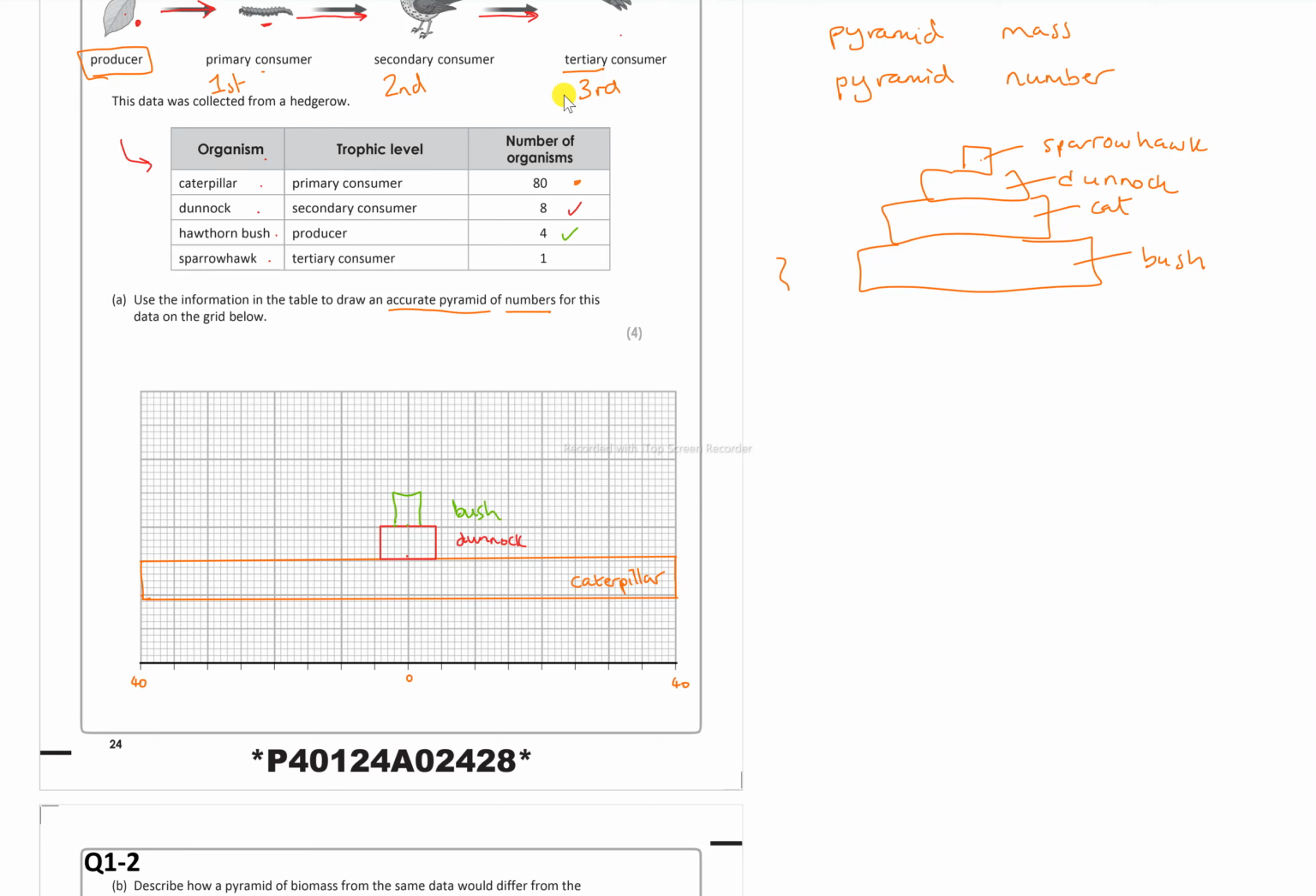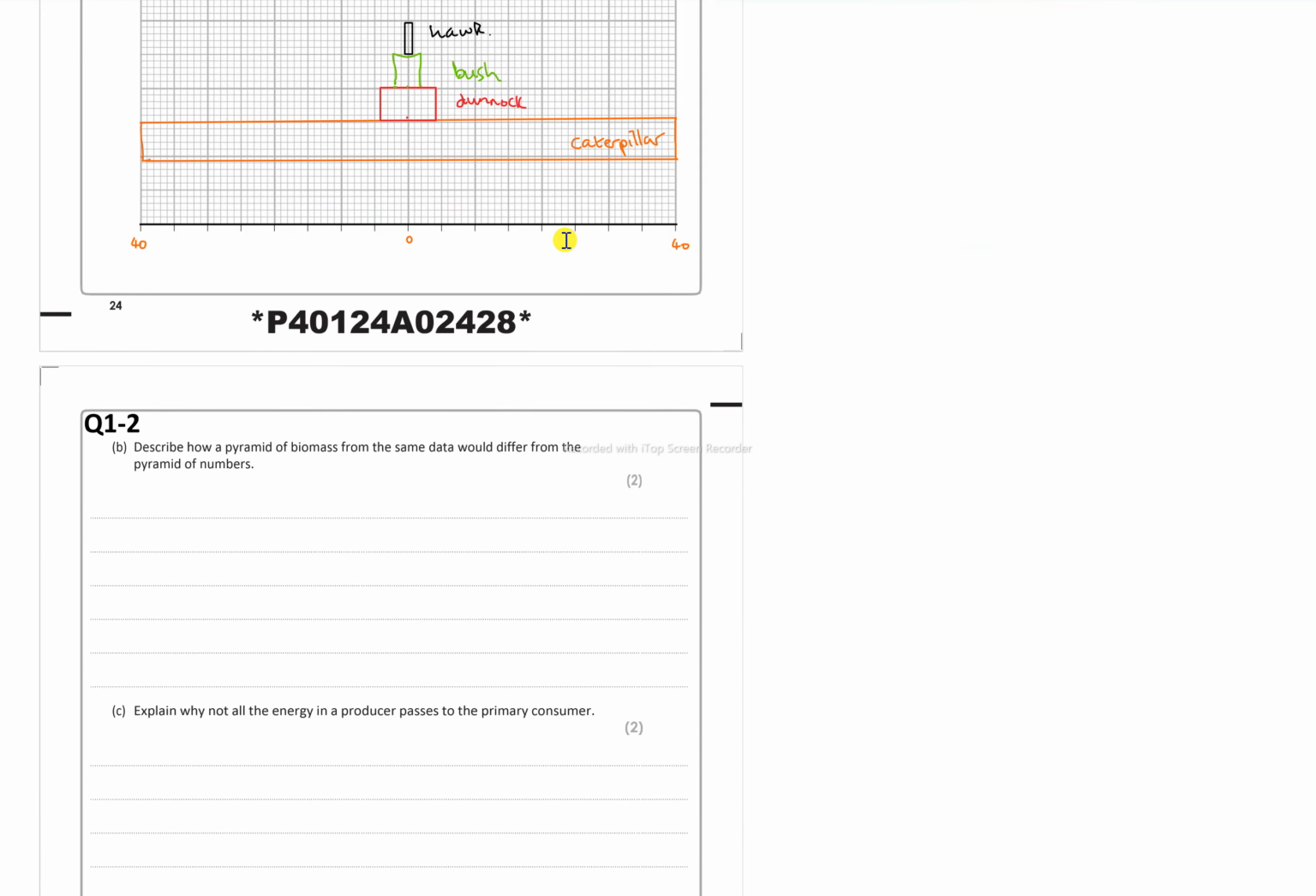So that there will be the, I'll call it a bush. And then we've just got 1. This will be interesting. Right, what I could do if I'm careful, I do half up, along, and half along, and then down. And this will be the hawk, or the sparrowhawk. So I've just drawn a pyramid of numbers, and I've done it accurately because each one of these little squares in that direction represents 1. And we've got 80 here. Right, hopefully that was helpful.